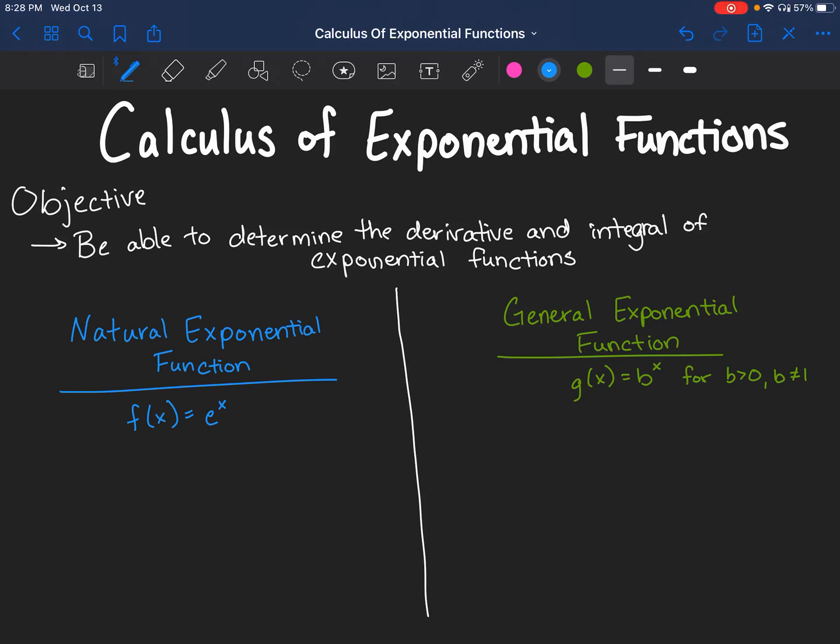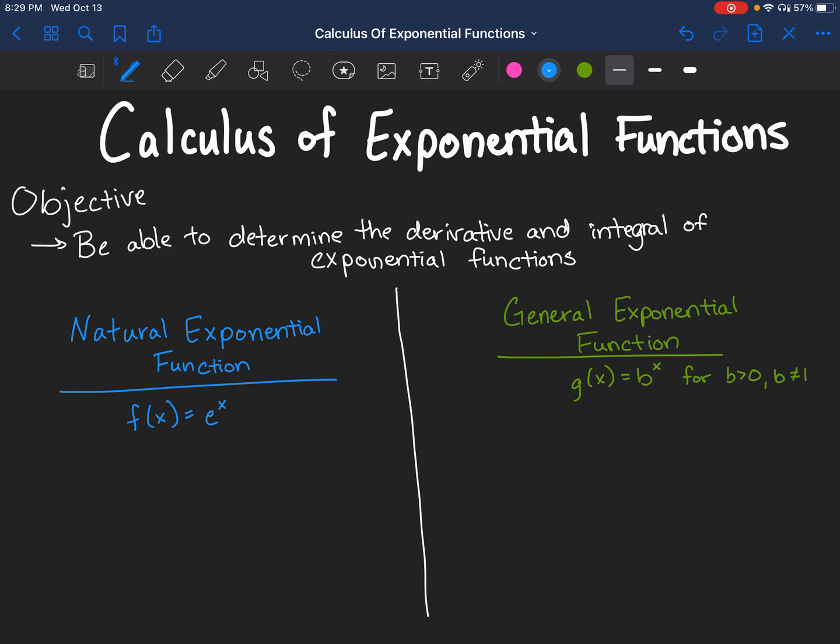So in this video, I want to take a few moments to talk about the calculus of exponential functions. My big purpose in this video is just to try to review what it means to take the derivative or the integral of some exponential function.